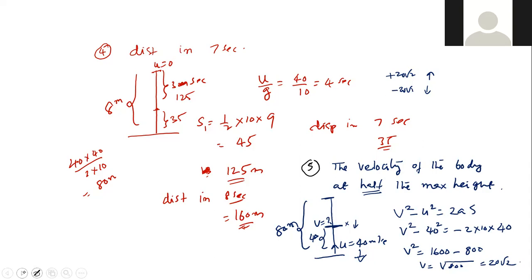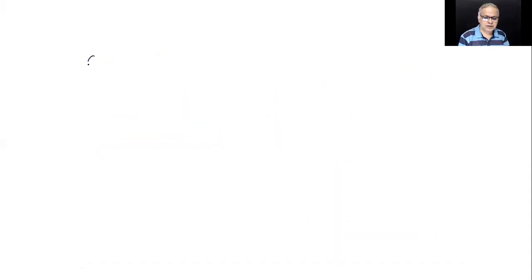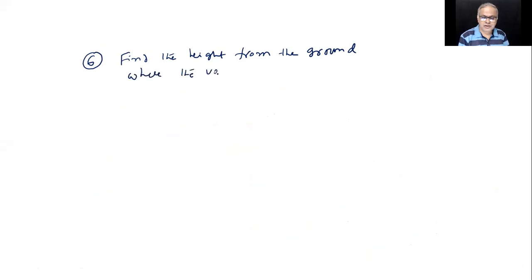Right. Now, find the height from the ground where the velocity is half the initial velocity.